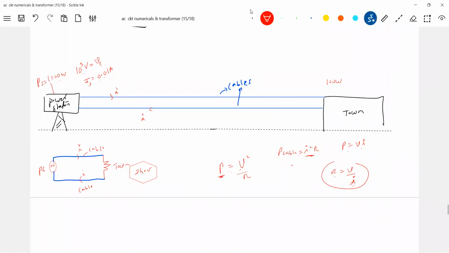Instead of this, shall I do it like this? Another alternative: the power is the same 1000 watt, but I make the source voltage 100 volt and the current 10 ampere. Tell me, which pair, which set of signal, will minimize the power losses during power transmission?